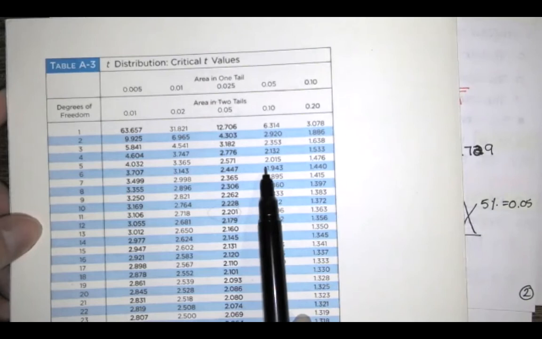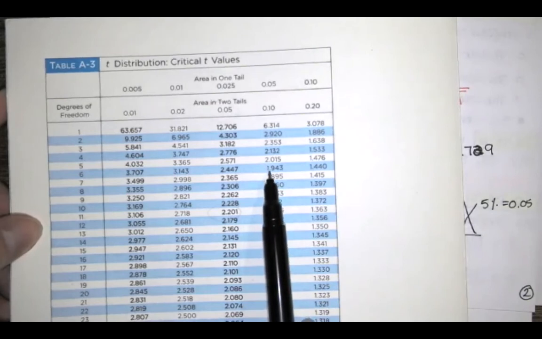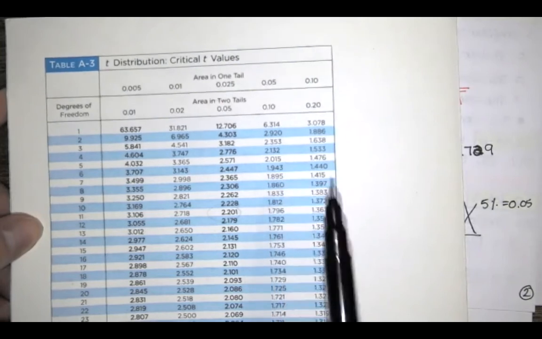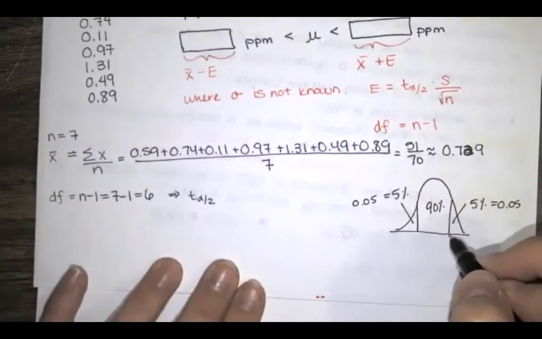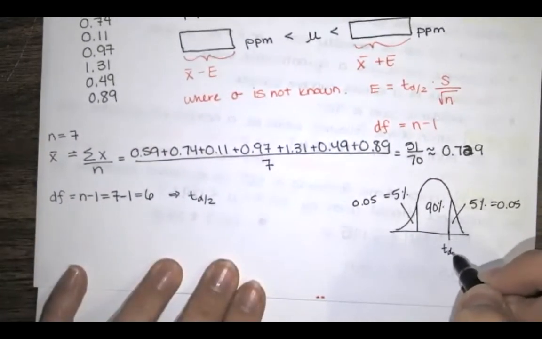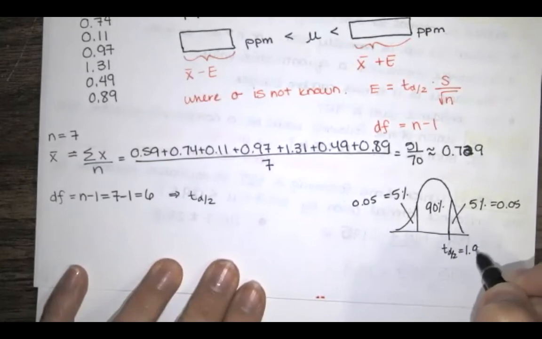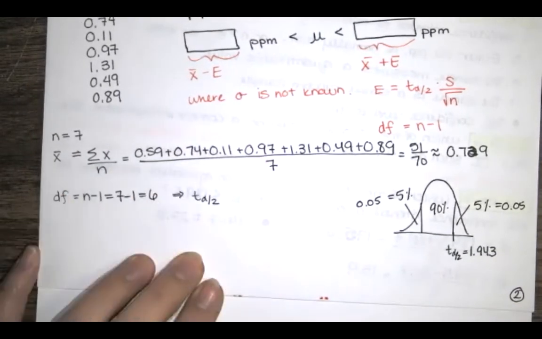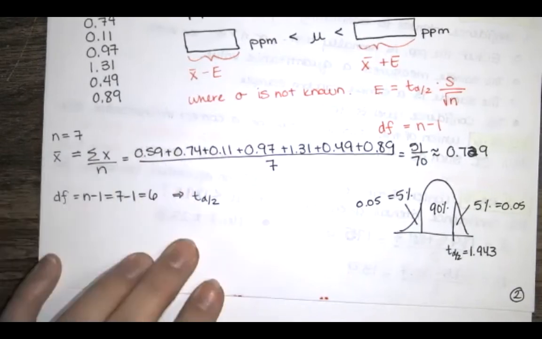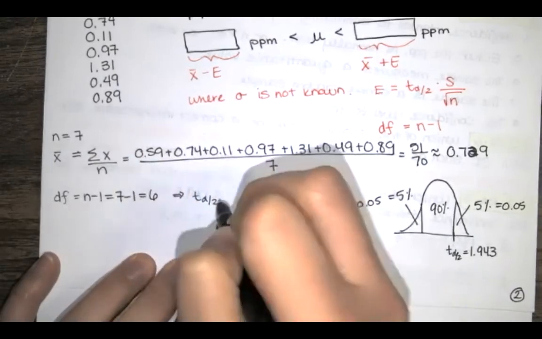So we're in this column, degrees of freedom 6, and the critical t-score, t-value, is 1.943. So this is t sub alpha over 2 is 1.943 for that sample size that has n equals 7, with degrees of freedom 6.